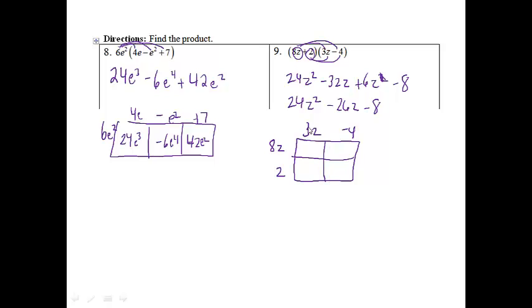And then 8z times 3z will be 24z squared. 8z times negative 4 will be negative 32z. 2 times 3z is 6z. And then 2 times negative 4 is negative 8. And then again, if we combine like terms, I'd get 24z squared. If I put these two together, that will give me negative 26z minus 8.